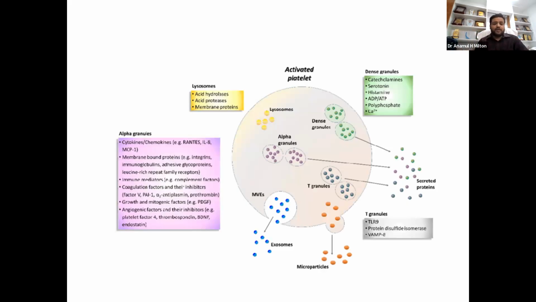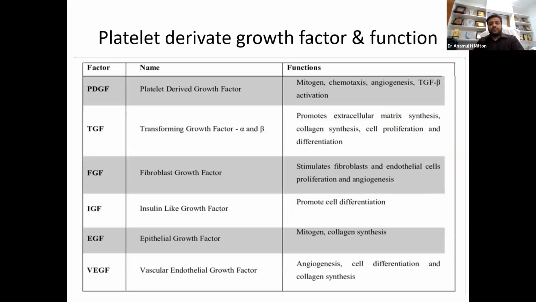They have secretion from the alpha granules, like the cytokines, some chemokines, and some immune-related factors like the complement factors, the coagulation factors, and the growth factors, like the platelet-derived growth factor, and there are the angiogenesis factors also. There are also dense granules, like catecholamine, serotonin, histamine, calcium and others. So what is the function of these factors? There's the platelet-derived growth factor.